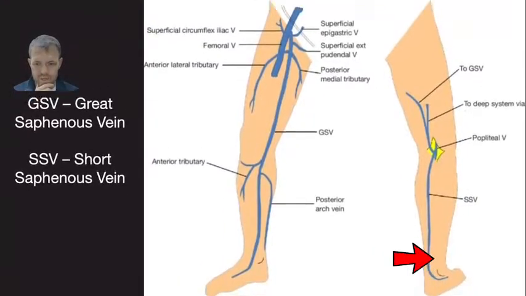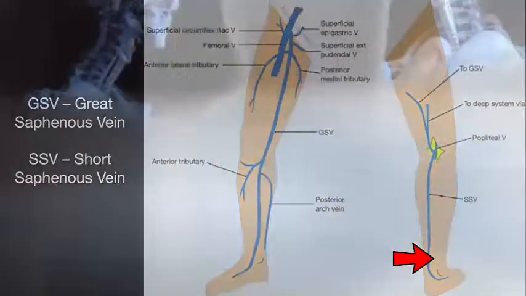So yeah, you can find that one quite easily, and then that is your deoxygenated blood going back up to the heart. Okay, so there you go.